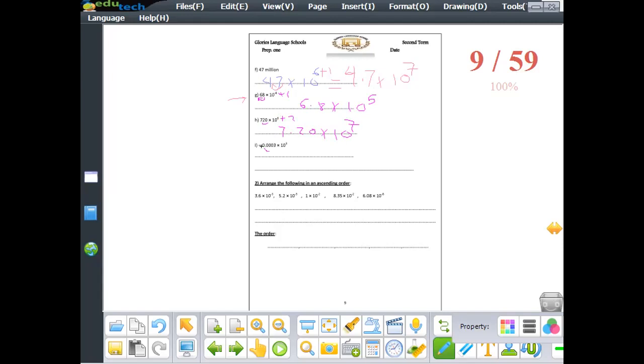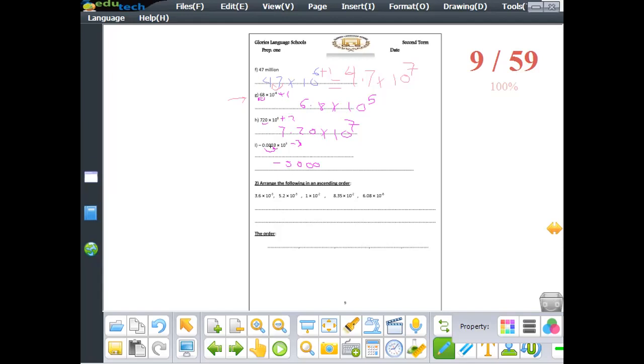Now the point is going to move to the right. How many digits? For sure, 3. Because here 0, 0, 0, you moved 3 steps to the right. And the point moved negative steps, so you make here negative 3. You make 5 minus 3. So it will be negative 0.00003.